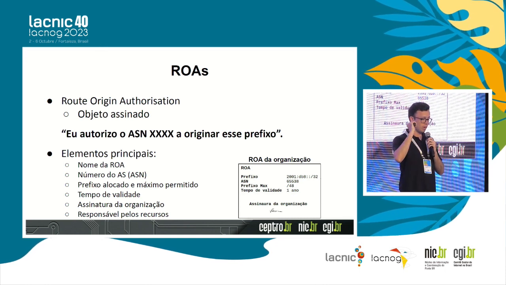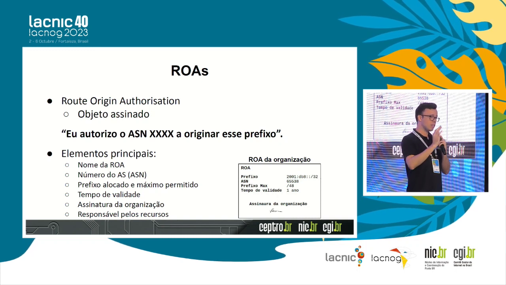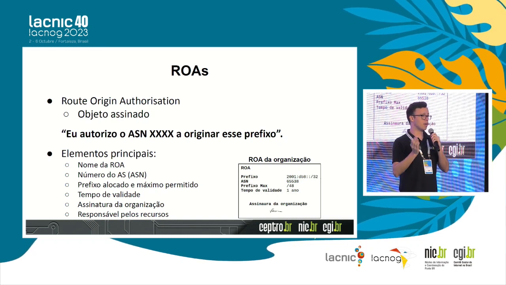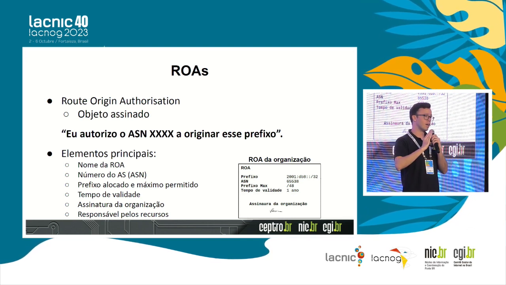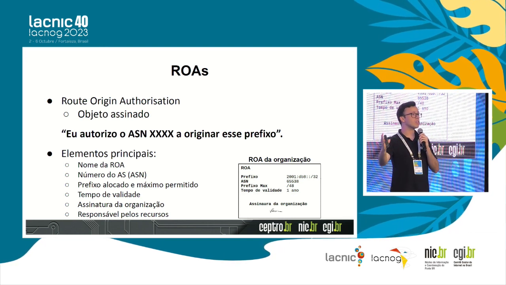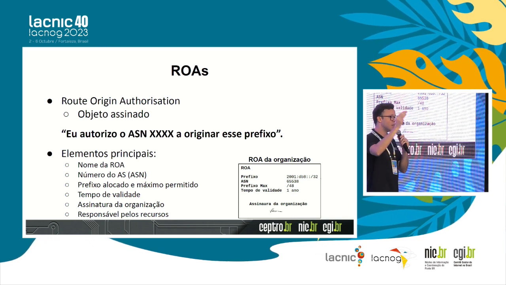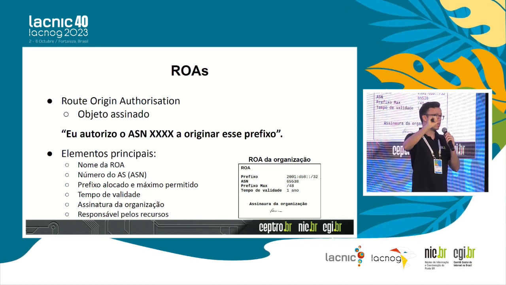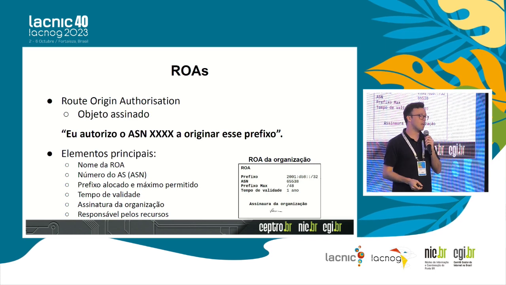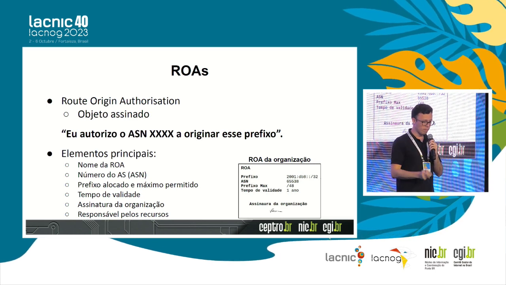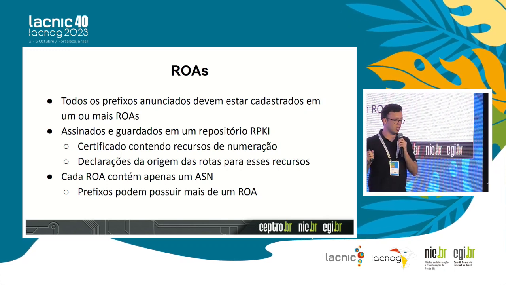So as I was saying, we have this ROA, which indicates a prefix that might be originated by this ASN. As we saw previously, you can also include the aggregated route or the specific prefixes. Here you can, for example, put a slash 20 to a slash 24. So all those announcements within that range will be validated by that ROA.